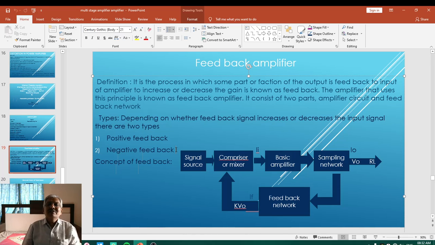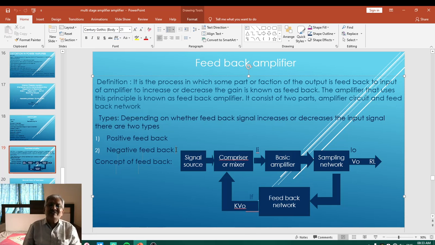Thus, we classify feedback into two types: one is positive feedback and the second one is negative feedback. Friends, generally positive feedback is used in oscillator circuitries. Apart from that, in most cases, negative feedback is particularly used in all types of amplifiers except the oscillator circuits.